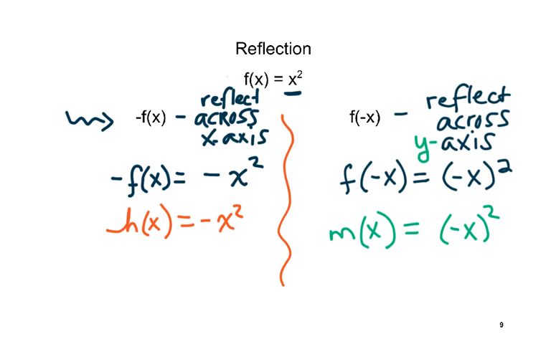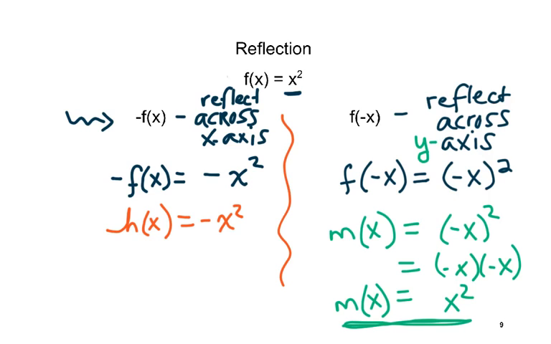Okay? So m of x is going to be negative x, quantity squared. Well, guess what? We have to square that. Well, negative x times negative x is going to be equal to x squared. So that's very interesting. It looks exactly like our f of x. So m of x and f of x look the same.